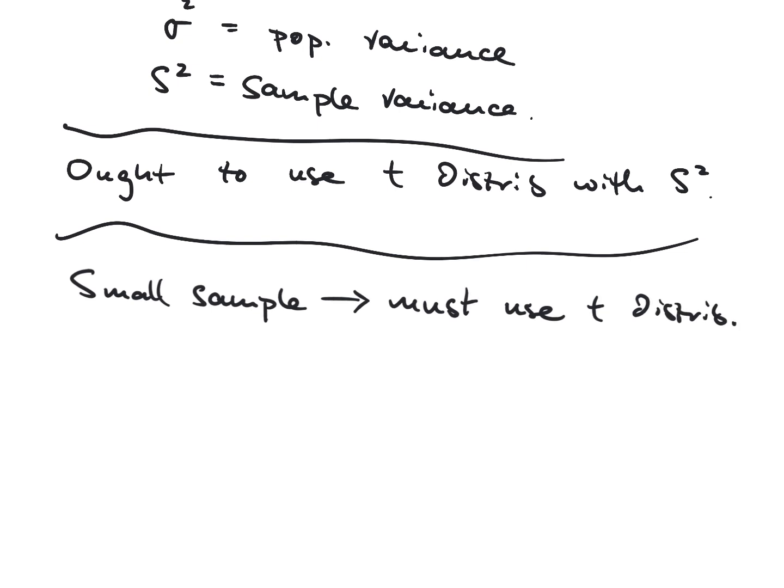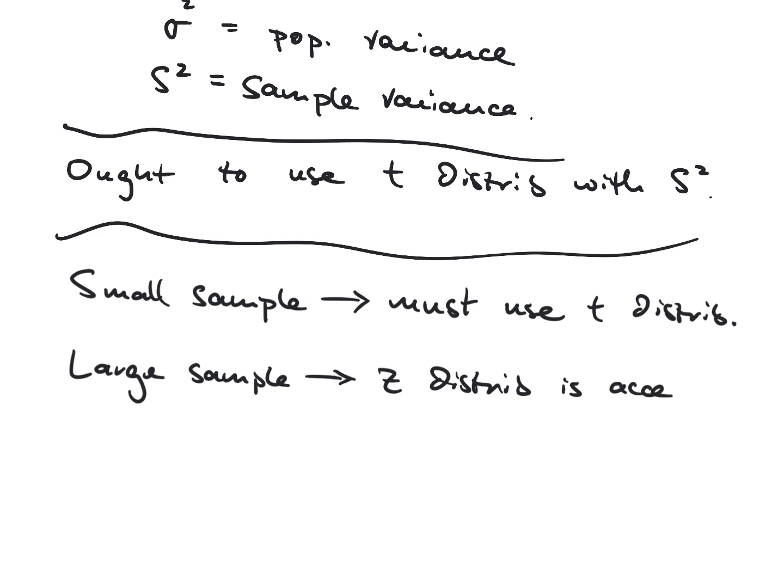In a large sample, the z distribution is acceptable. So this is the practical consideration. There is actually a good justification for using the z distribution most of the time, even when we don't know the population variance.